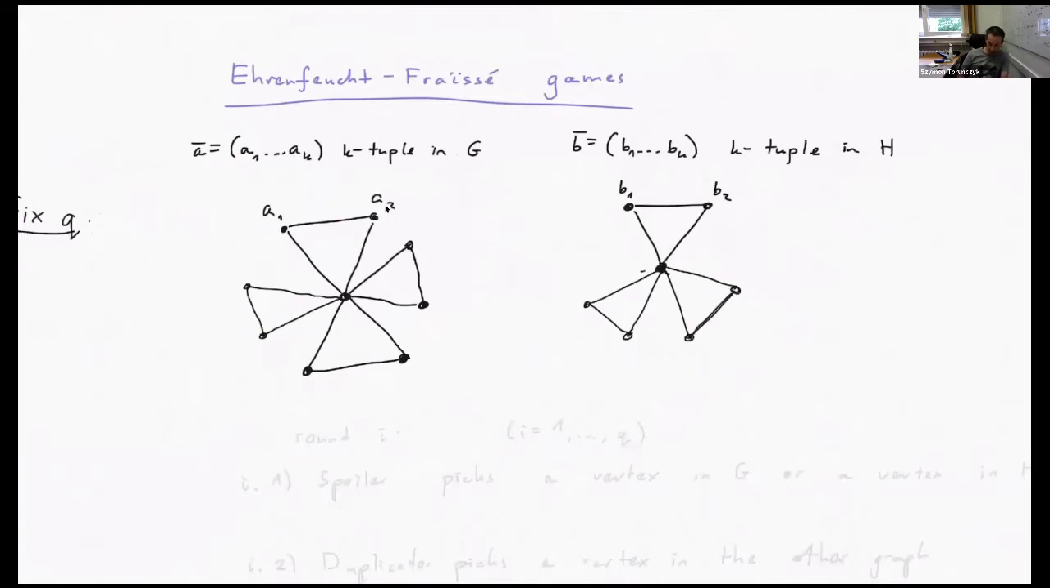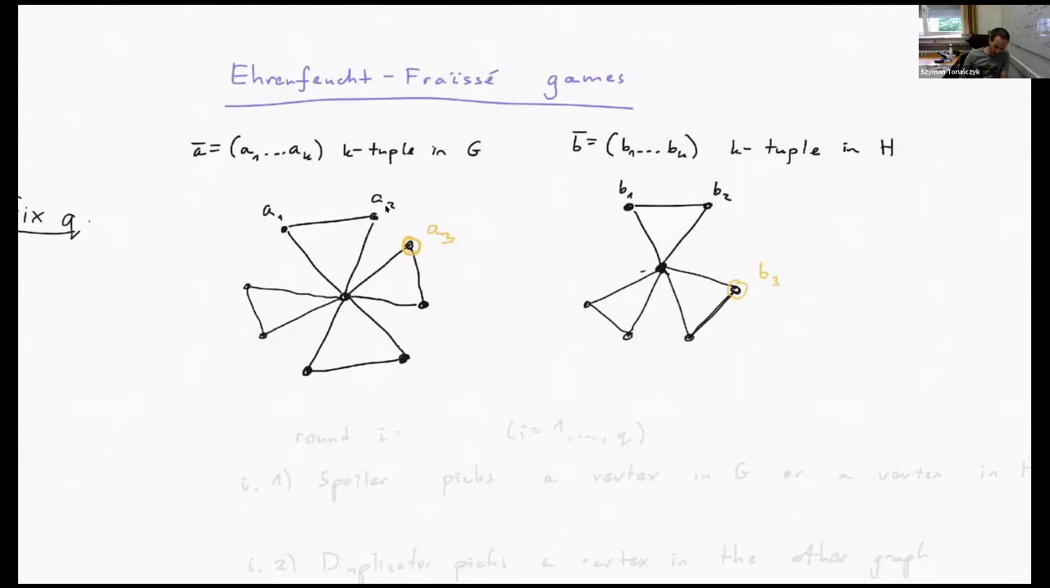The game is played by two players, spoiler and duplicator. And it proceeds in rounds. In each round, spoiler picks a vertex, gives it a name. He picks a vertex in one of the graphs, and duplicator needs to respond with a vertex in the other graph. So for example, if spoiler picks a vertex here, then duplicator needs to respond with a vertex here.